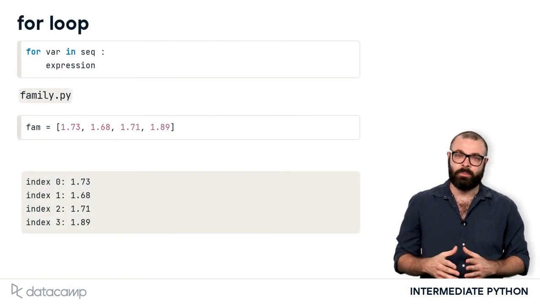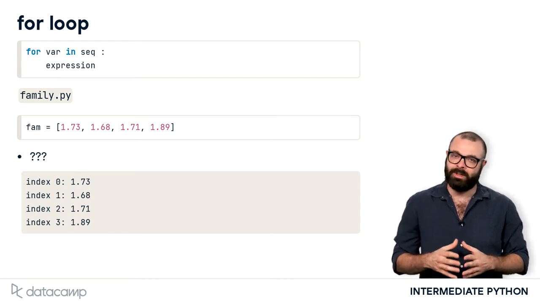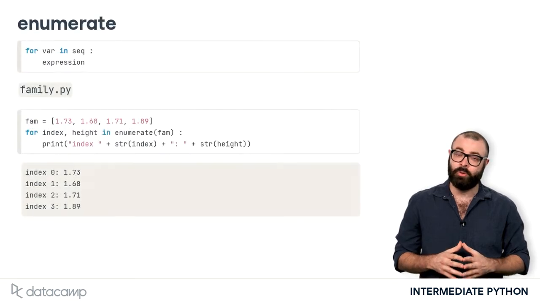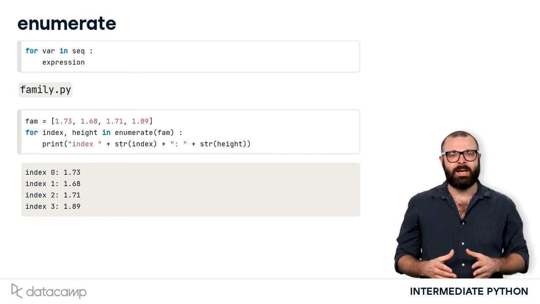In this solution, you don't have access to the index of the elements you're iterating over. Say that together with printing out the height, you also want to display the index in the list so that the printouts are converted to this. How should the for loop be built in this case? To achieve this, you can use enumerate. Let's update the for loop definition like this.